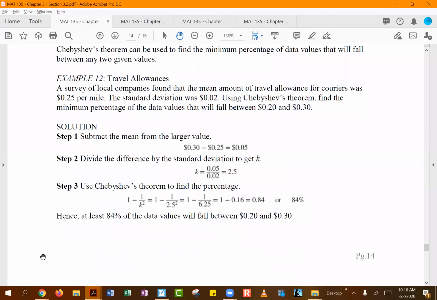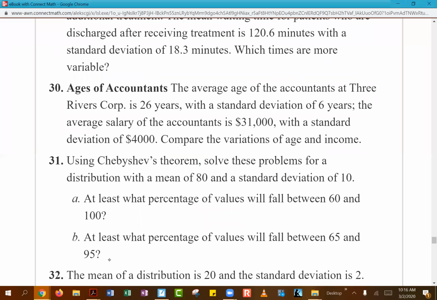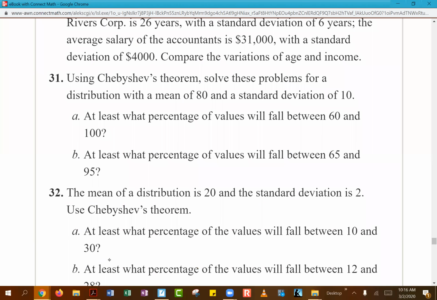Okay. Let's look at examples here for Chebyshev. Okay, how about we do number 31 here. So they're asking us to use Chebyshev's theorem, solve these problems for a distribution with a mean of 80, standard deviation of 10, and they want to know at least what percentage of values will fall between 60 and 100, and what percentage would fall between 65 and 95. So this is actually like example 12 that we just looked at. Okay?